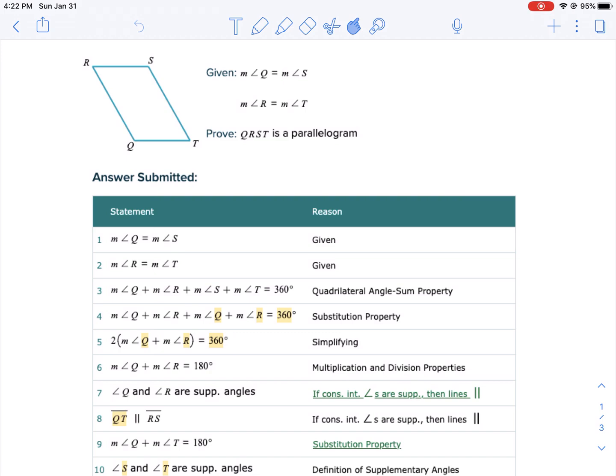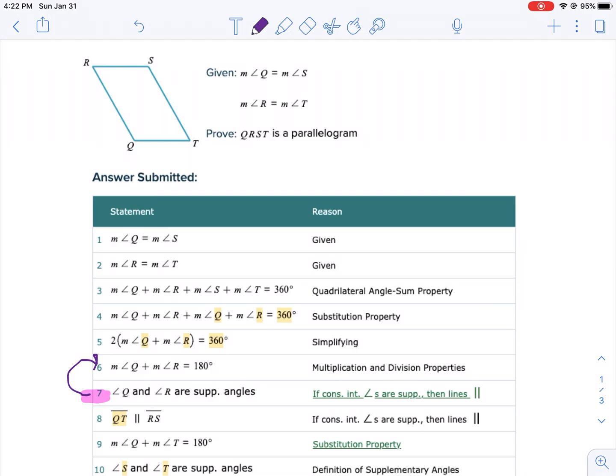The one thing I'm going to point out to you is line 7. Line 7 says angle Q and angle R are supplementary angles. Look at the line just before that. It says Q plus R equals 180. So we're not using parallel lines at all in here.